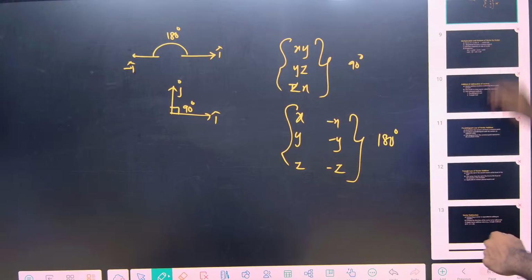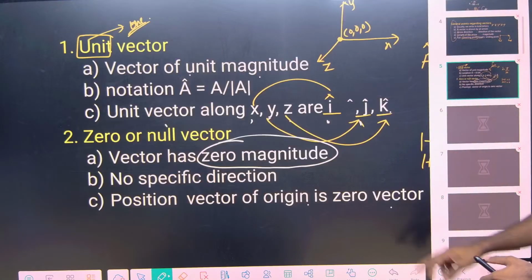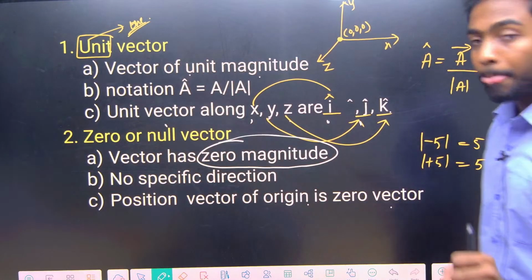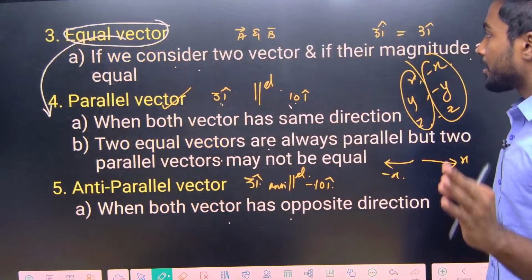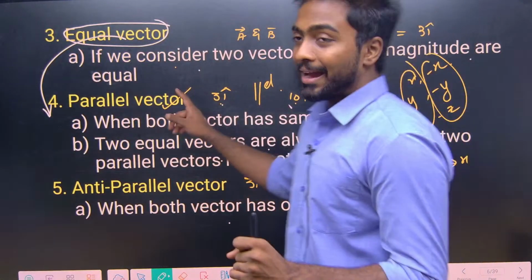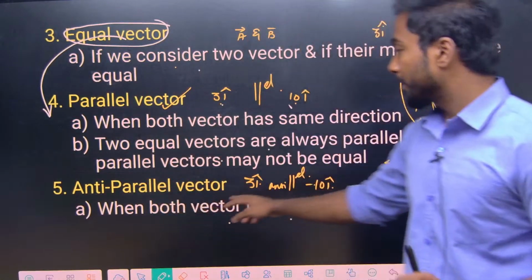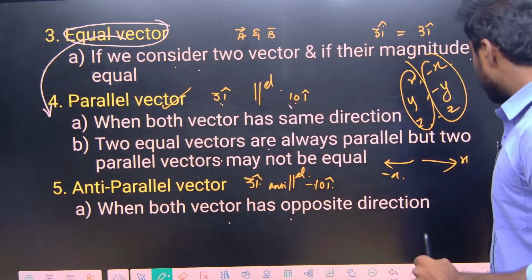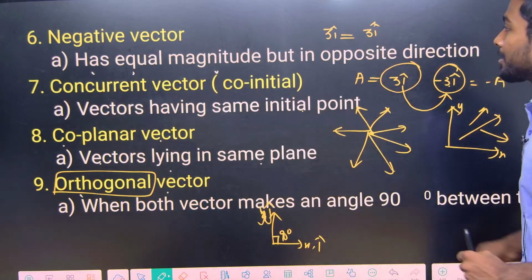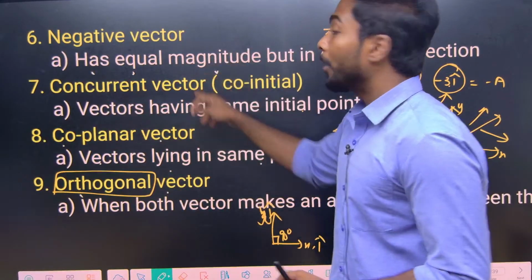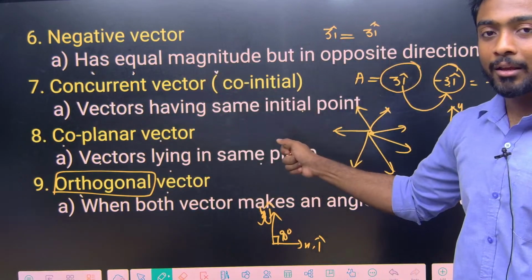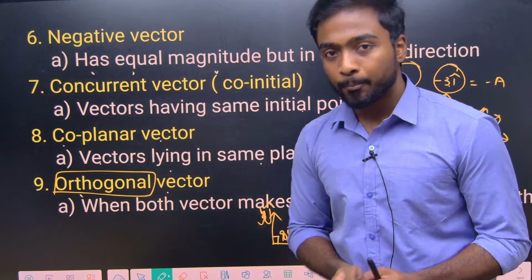Once again we'll see what the types of vector are. One is a unit vector, second is a zero or null vector, third is an equal vector, fourth is a parallel vector, and fifth, which we have talked about, is an anti-parallel vector. The sixth one is a negative vector, and the last three are concurrent vector, which is nothing but co-initial point.